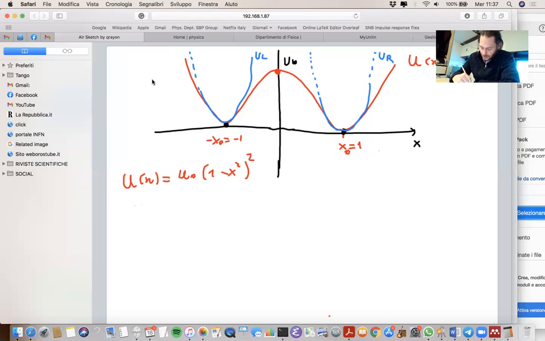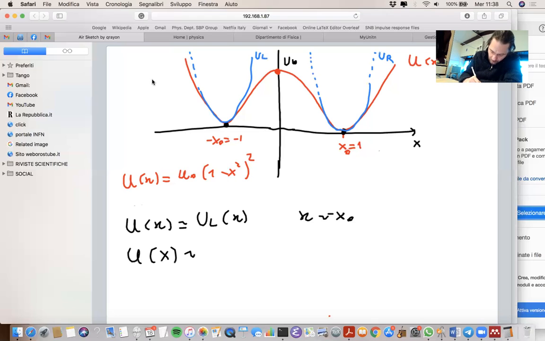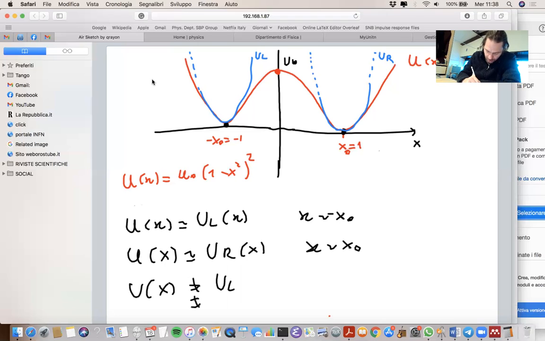Now, clearly, U of x is quite similar to U left of x for x close to negative x naught, and U of x is quite similar to U right when x is close to x naught. However, U of x is very different from either U left or U right when x is near 0. I guess we all agree on that.